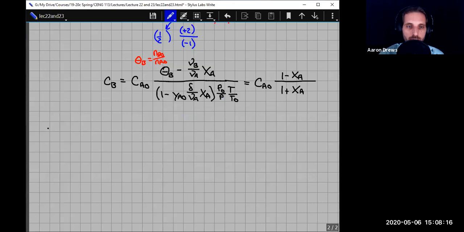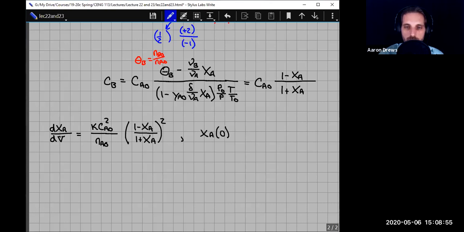So we can substitute these now back into our material balance, and we get dxA/dV is going to be equal to a lump of constants first. So we'll have a K. We'll get two CA0 because we have two Cs and they both have a CA0 in them. And then underneath it from the original expression, we still have an NA0. And then we have two of these terms that look like 1 minus XA divided by 1 plus XA. And then this will be subject to our initial condition that xA of 0 has to be equal to 0.